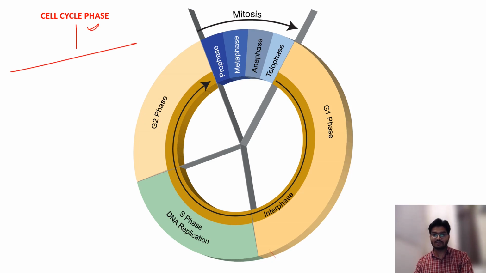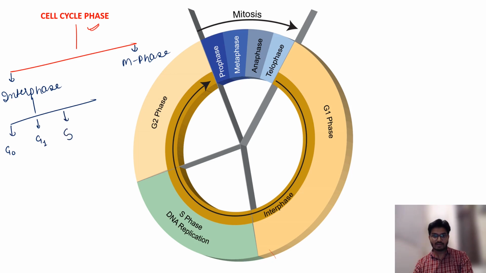Now let's talk about the cell phases. When we talk about the cell phase, we have two kinds. The first one is the interphase, and the second one is the M phase. Interphase is further divided into G0, G1, S, and then the G2 phase. G0 is the quiescent stage, or the gap 0 phase, or the resting stage. G1 is the gap 1 phase. S is the synthetic or synthesis phase. G2 is again the gap 2 phase.